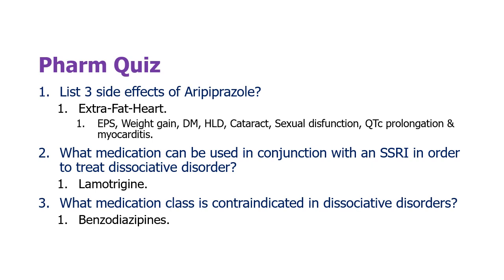So, number 1, what were the 3 side effects of aripiprazole? This is used the mnemonic extra fat heart. You can read these at your leisure. Number 2, what medication can be used in conjunction with an SSRI in order to treat dissociative disorder? That's going to be lamotrigine. And then lastly, what medication class is contraindicated in dissociative disorders? And that's benzodiazepines.